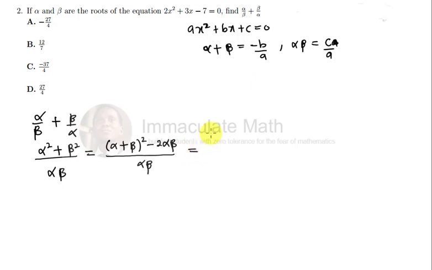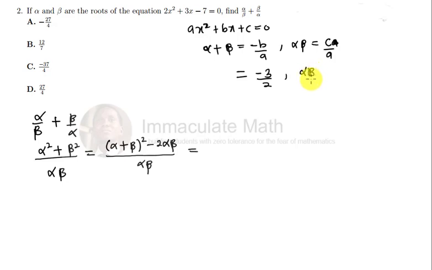Having known that concept, let me directly get the value of alpha plus beta. That is minus b, and my b is 3. If you compare this with the general form of a quadratic equation, you will see that a is 2, b is 3, and c is minus 7. So alpha plus beta is minus b, that's minus 3 all divided by 2.